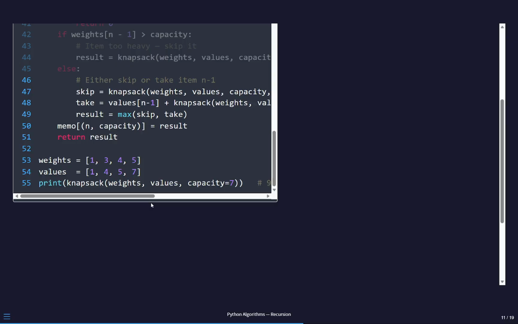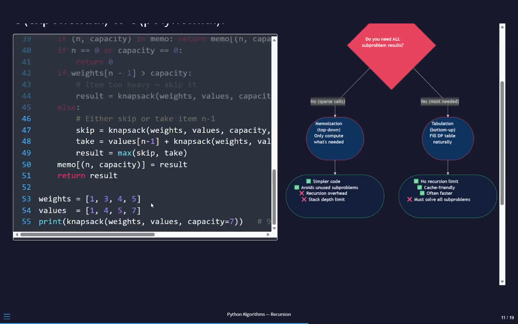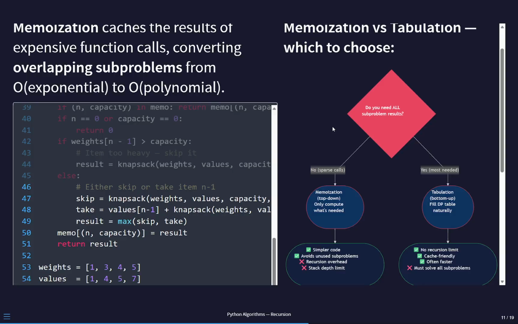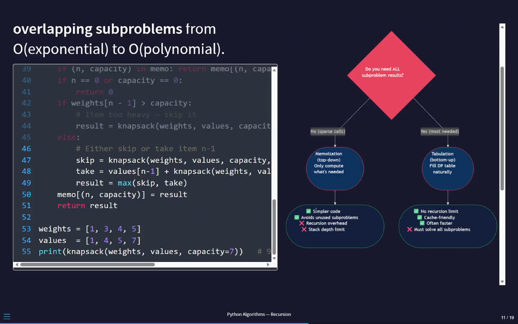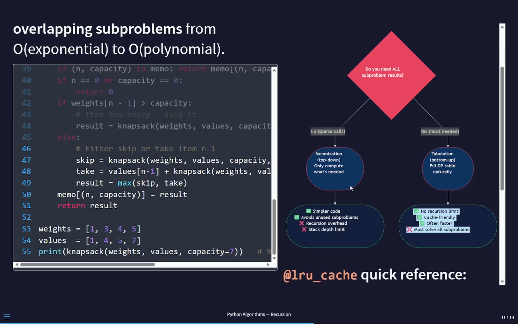Click. When should you use memoization versus tabulation? Memoization, top down, is simpler to write, and only computes the subproblems you actually need. Tabulation, bottom up, avoids recursion overhead, works with Python's recursion limit, and is usually faster in practice due to cache-friendly array access. Choose memoization for sparse subproblem graphs. Choose tabulation when you need most or all subproblems.